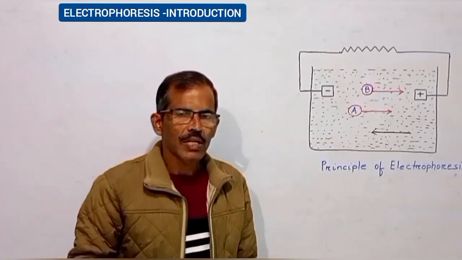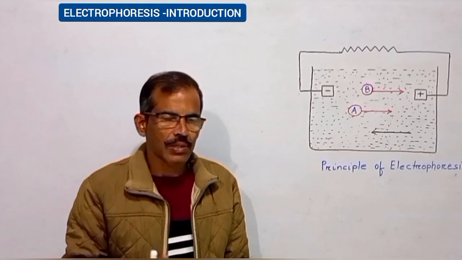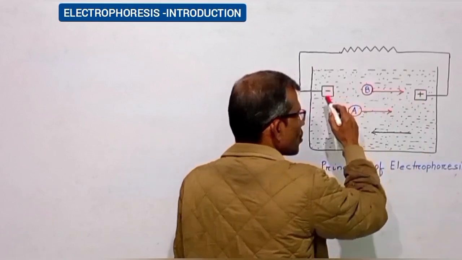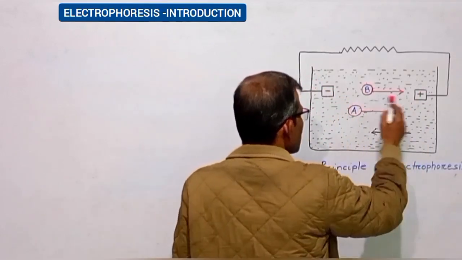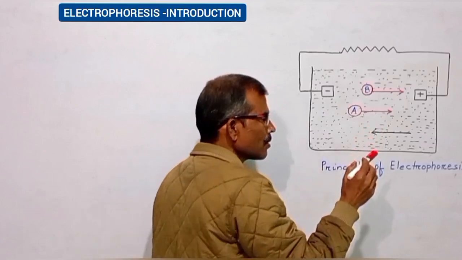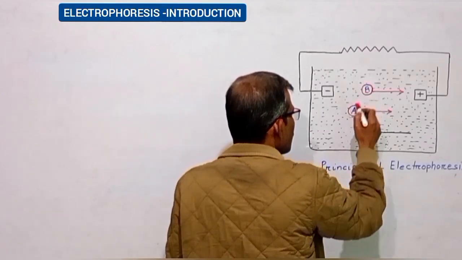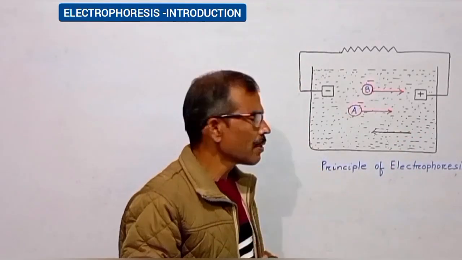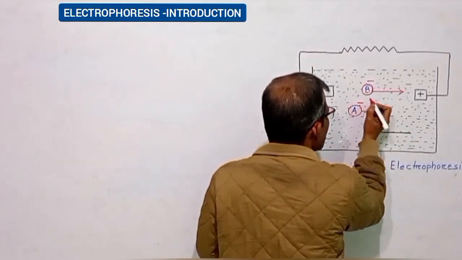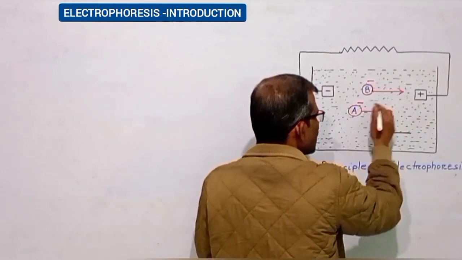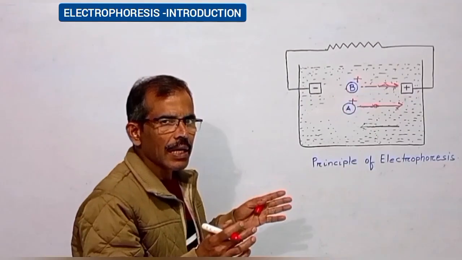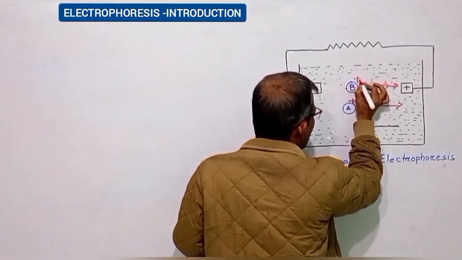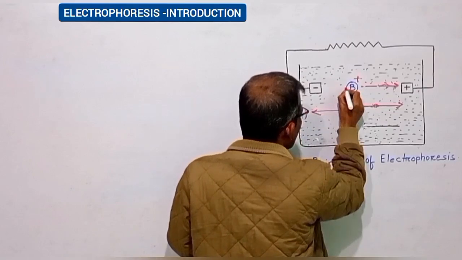This figure illustrates the principle of electrophoresis. These are two oppositely charged electrodes, anode and cathode, which have been immersed in a solvent that contains two different molecules A and B. And this is the electric supply. In the first example, A and B have net negative charge, so they will migrate to the anode. And if A and B have net positive charge, then they will migrate to the cathode.